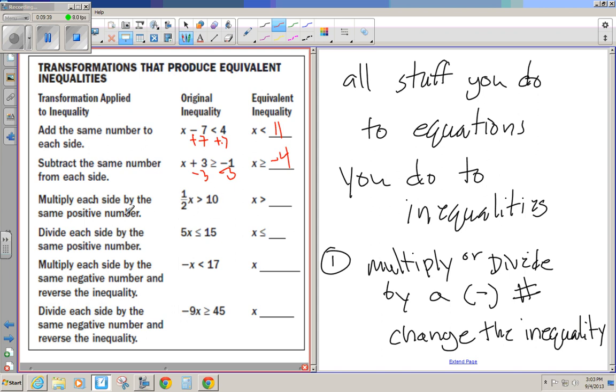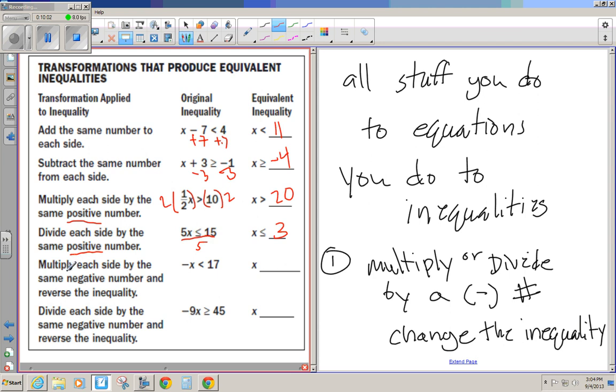Here, you can multiply each side by the same positive number. The positive part is important. So you're going to multiply by 2, and x is greater than 20. You can divide by positives. Divide by 5, x is less than or equal to 3. Pause this or slow this down however you need to.